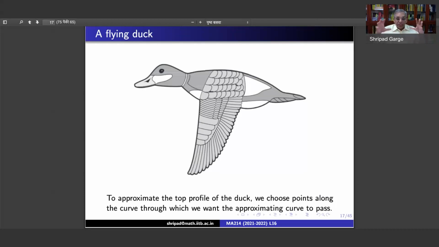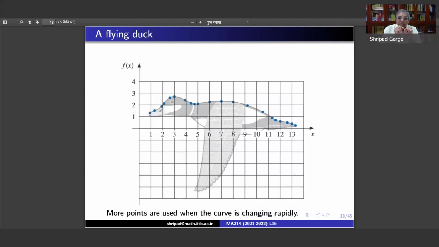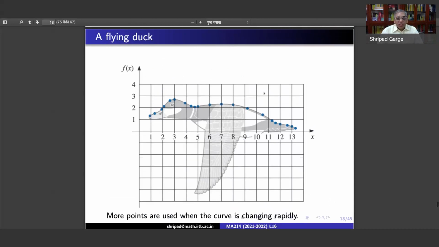So we put the flying duck in a grid and compute the values. Observe that whenever the curve is changing rapidly, then we have more points. This is something that you may look at here. For instance, between 4 and 5, there is one value just before 4 which looks like 3.9, and then you have two values, and then you have a value at 5.